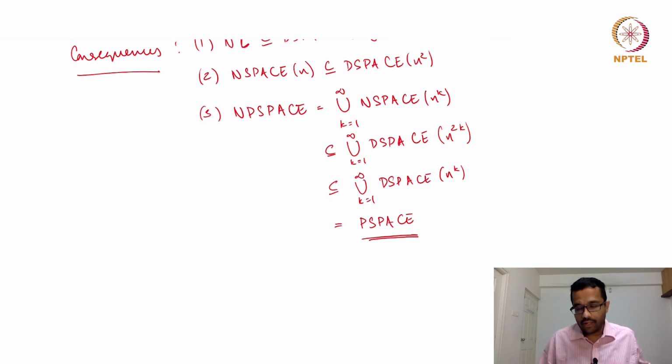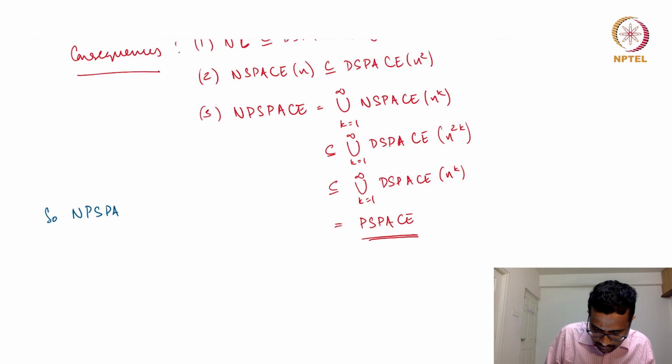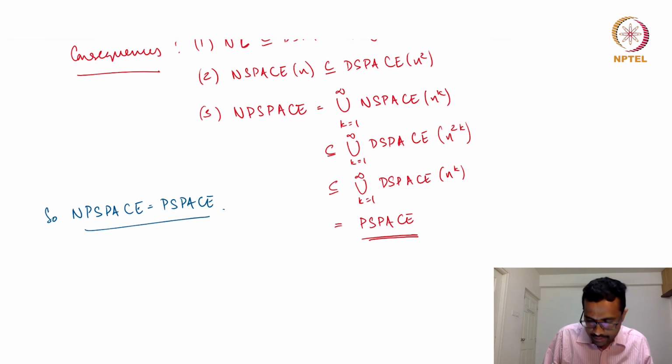The other direction of containment is obvious: deterministic polynomial space is always a subclass of non-deterministic polynomial space. Now we have shown the reverse direction as well. So NPSPACE is actually equal to PSPACE. This is also something surprising to us, because in time complexity, NP is the biggest problem that we have. Is P equal to NP? P is a strict subclass of NP. But in space bounded complexity, NPSPACE and PSPACE are the same.